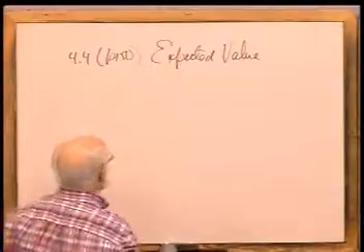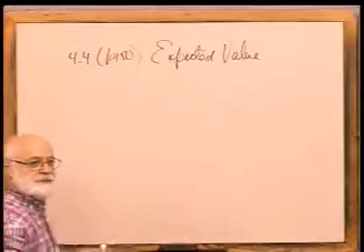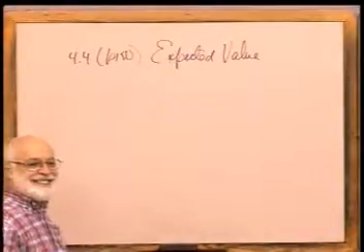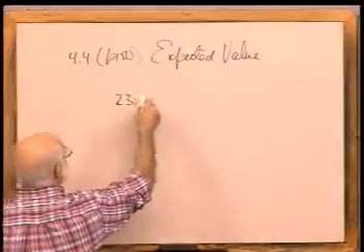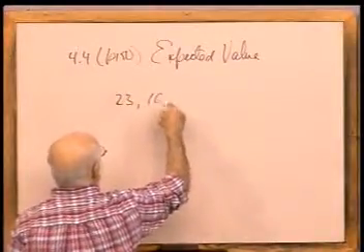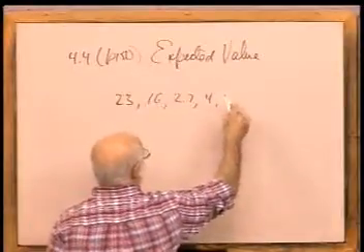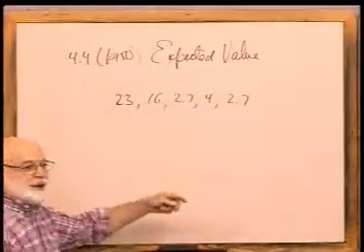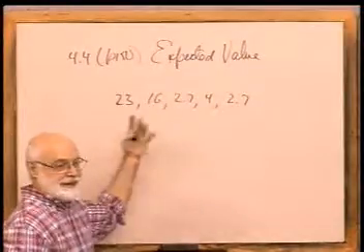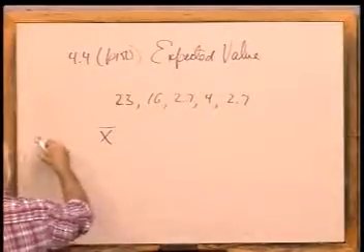So suppose I had some data. Somebody give me some numbers. Any numbers? 23. Okay, give me another one. 16. 2.7. 4. 8. I want to put 2.7 in there twice, or put something in there twice. Okay, so this is data. And suppose I wanted to calculate the average, which is often called x bar.